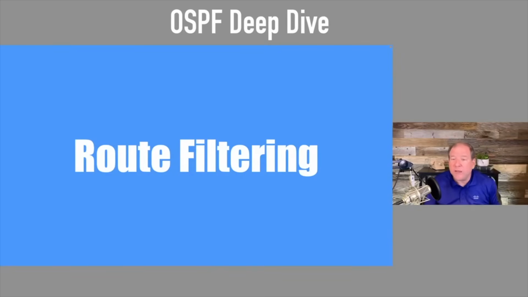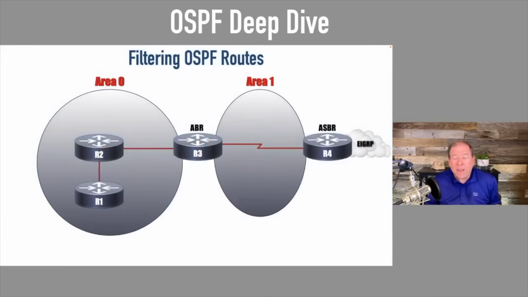The first one is route filtering, because we may not want every route to go into our OSPF link state database. Maybe some of those routes coming from another autonomous system, I might not want those in my network. Maybe I've merged with another company and they're using the 10 dot private address space, and so am I. I don't want their 10 dot address space in my network, so I want to filter some of that stuff out.